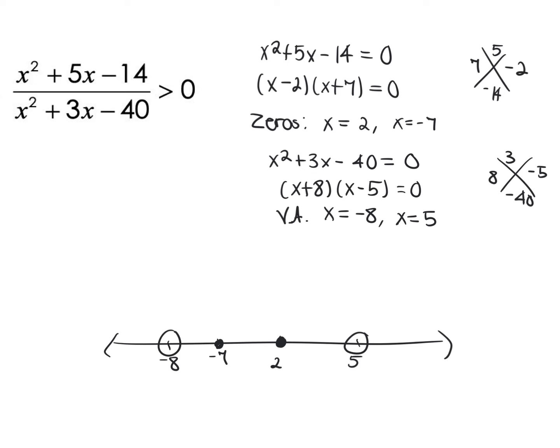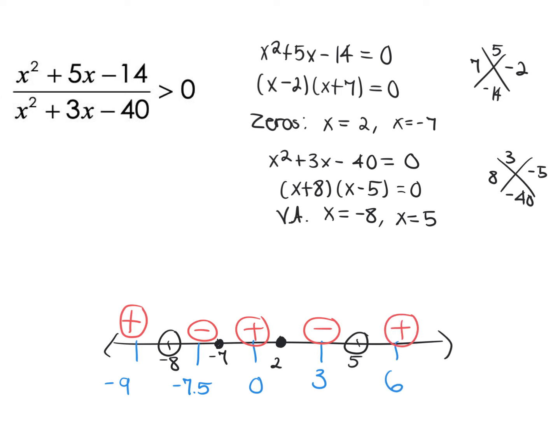So at negative 9, we're going to have a positive value. At negative 7.5, we're going to have a negative value. At 0, we're going to have a positive value. And at 3, we're going to have a negative value. And then at 6, we're going to have a positive value. So we want to know when f of x is greater than 0.